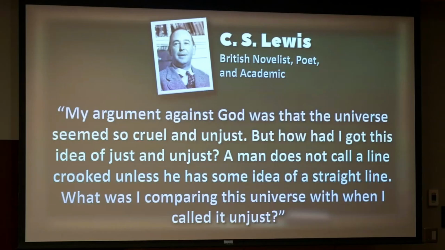This is what C.S. Lewis realized when he was an atheist. He said it this way: my argument against God was that the universe seems so cruel and unjust. But where had I gotten this idea of just and unjust? A man does not call a line crooked unless he has some idea of a straight line. What was I comparing the universe with when I called it unjust? Unless you have a standard of perfection by which you are judging something, how do you call it? It's just your own personal opinion then.